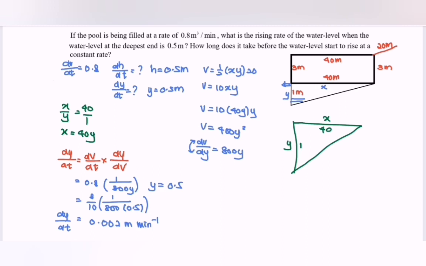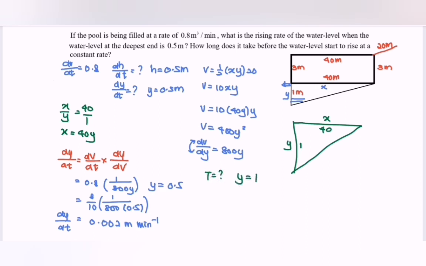For 1 minute, we have 0.002 meter. So how long does it take before the water level starts to rise at a constant rate? Meaning that when the value of y approaches 1. So what is the time when y equals 1?